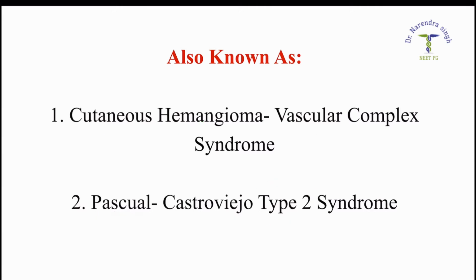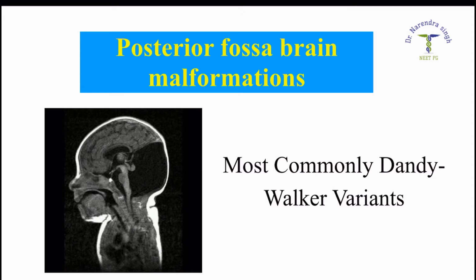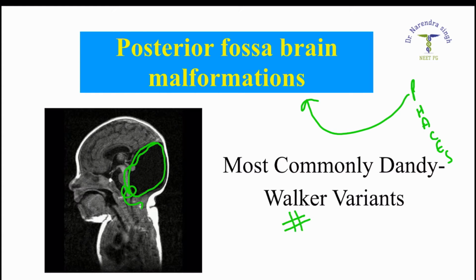Coming now to the first component, posterior fossa malformation. In this posterior fossa malformation of the brain, the most common abnormalities seen are Dandy-Walker variants, because these are mostly congenital abnormalities. So the most common component in posterior fossa brain malformation is the Dandy-Walker variant.